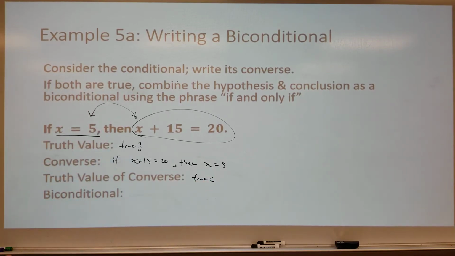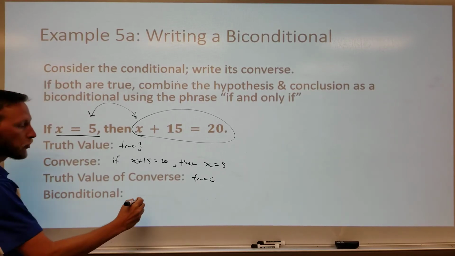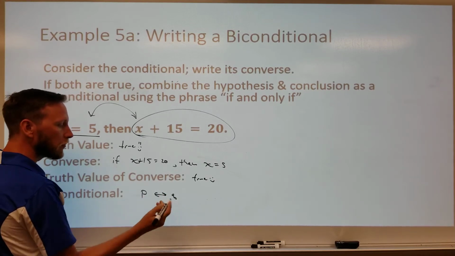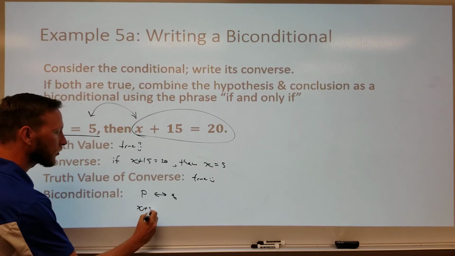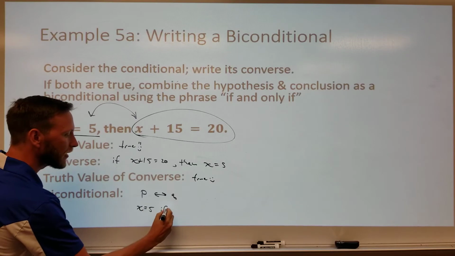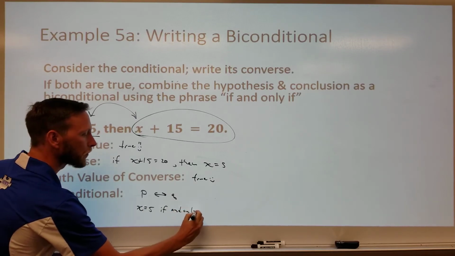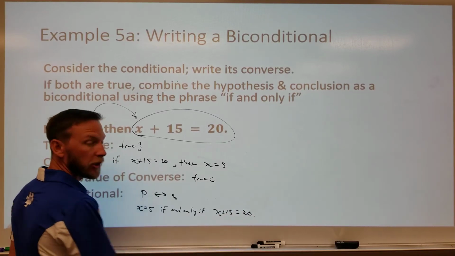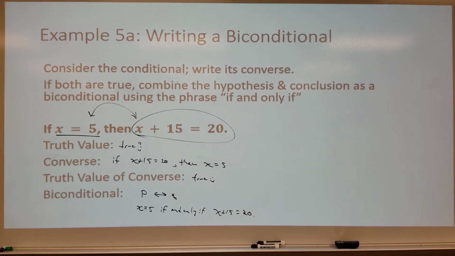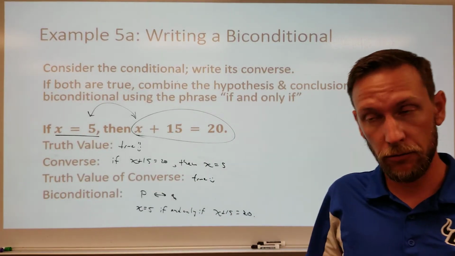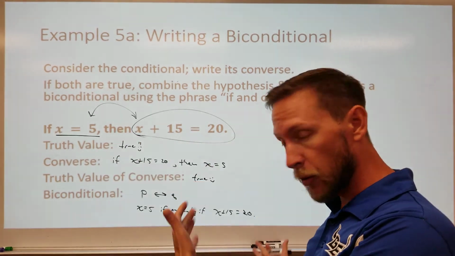Yay. If it's true, and the original conditional is true, then we can write a biconditional, which would be in the form hypothesis, if and only if, conclusion. Meaning we would say x equals 5 if and only if x plus 15 is equal to 20. Now again, if you flip that statement around and you say x plus 15 equals 20 if and only if x equals 5, that is also correct. Two right answers for the same question.